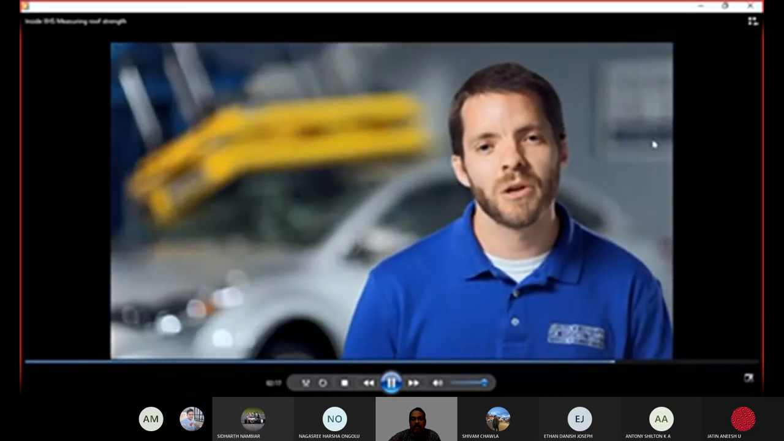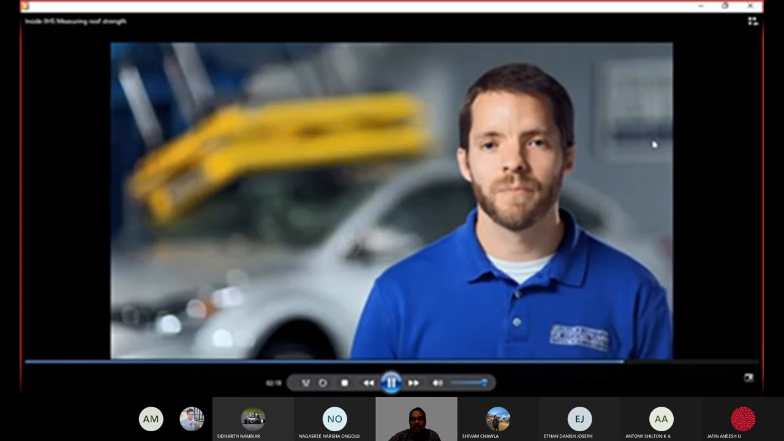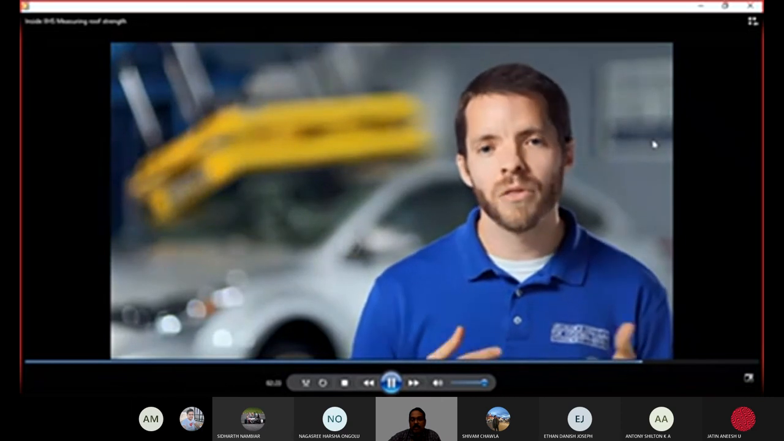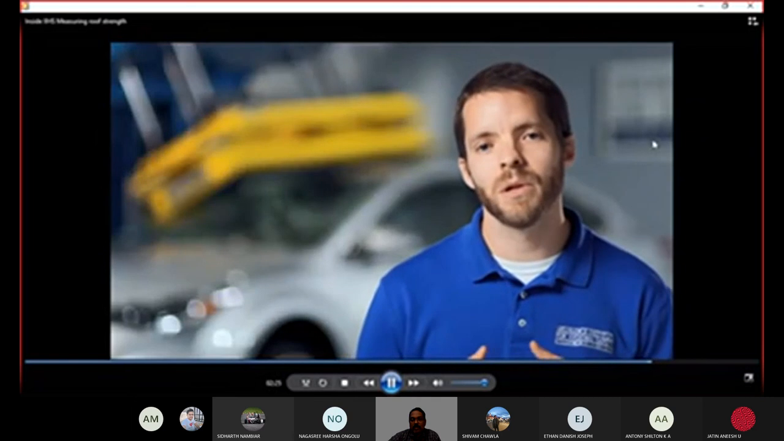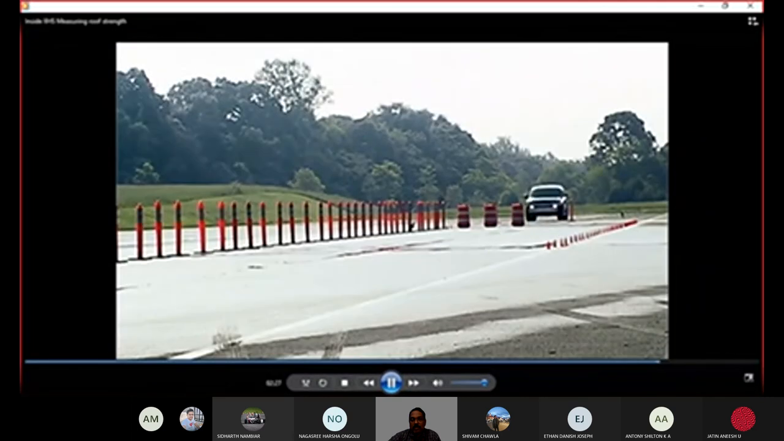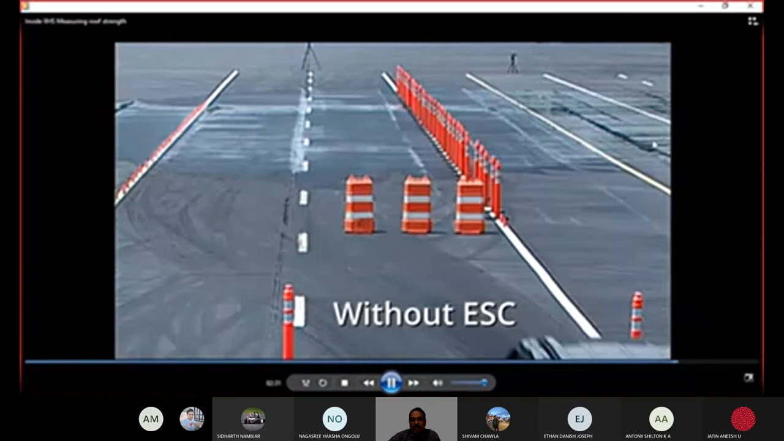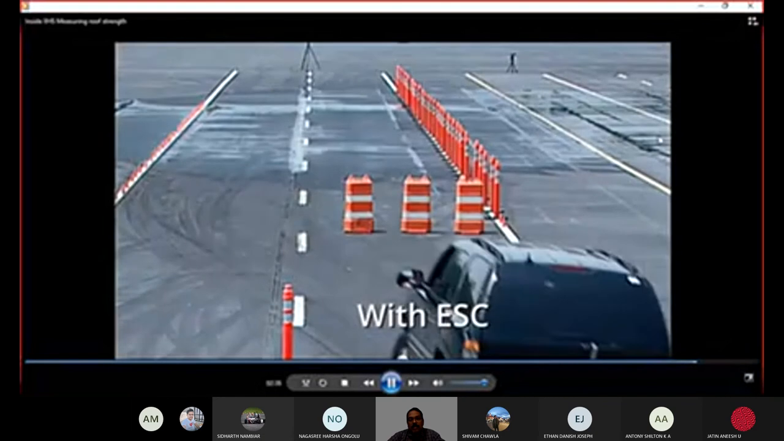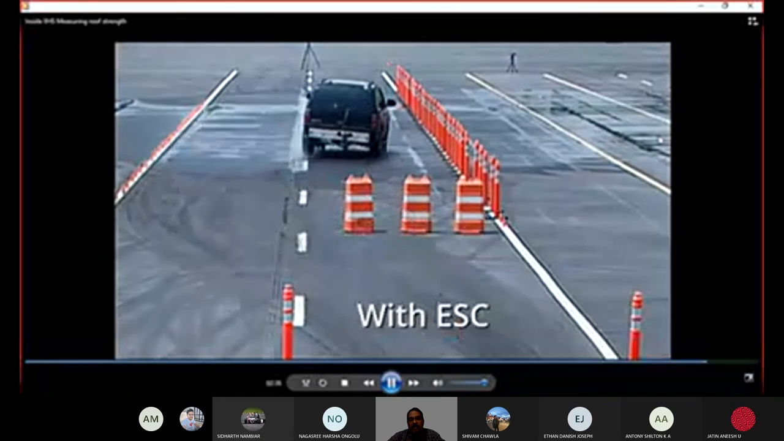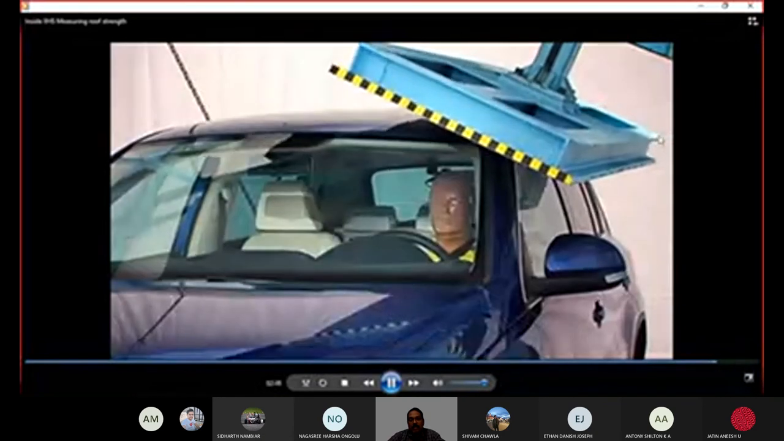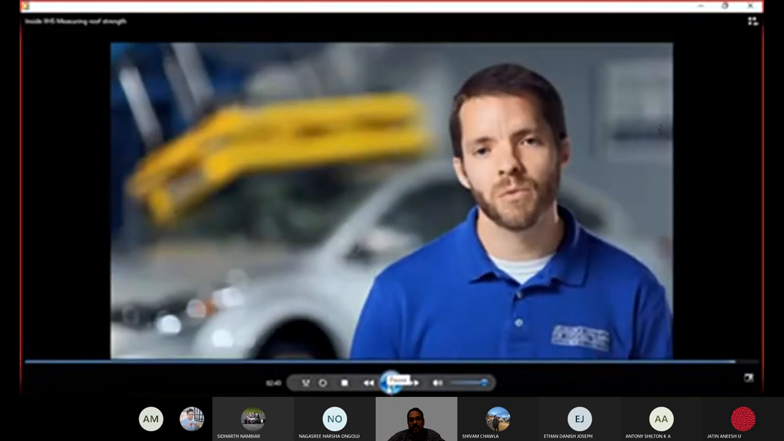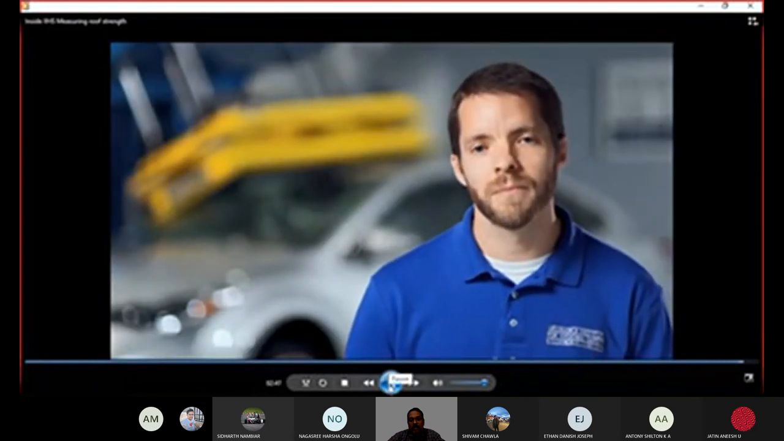The best kind of rollover crash, though, would be the one that you don't get into. And manufacturers today are required to install a system on their vehicles. It's called electronic stability control. And this system is able to reduce the chances of you losing control of your vehicle and getting in the kind of situation that might lead to a rollover. And what we've seen is that when you take ESC and combine it with a strong roof, better airbags and seatbelt designs, the rate of people dying and being injured in rollovers has gone way down.